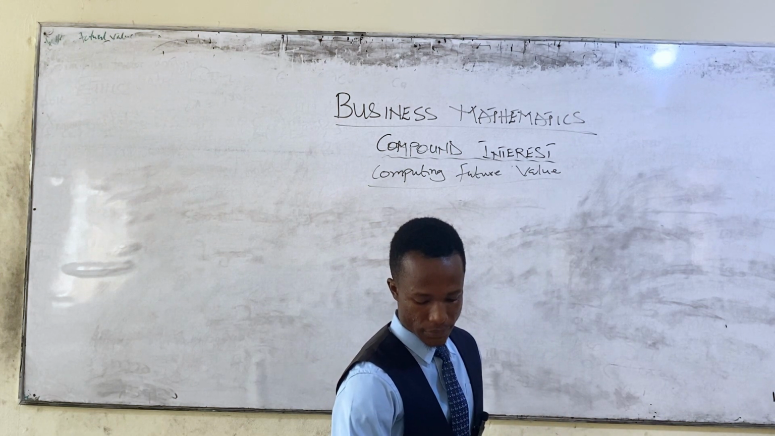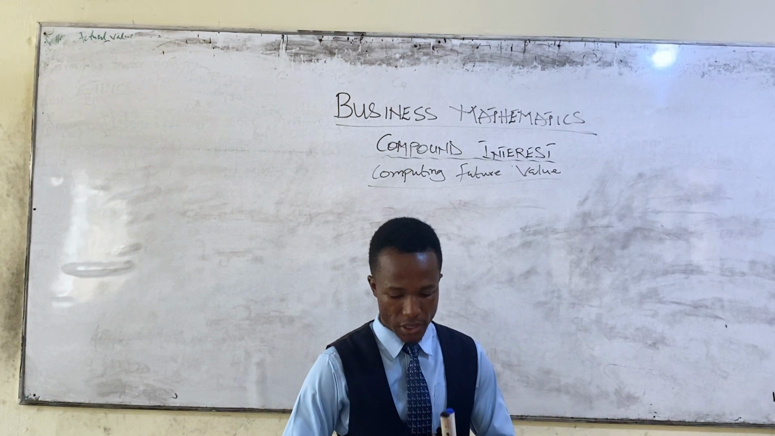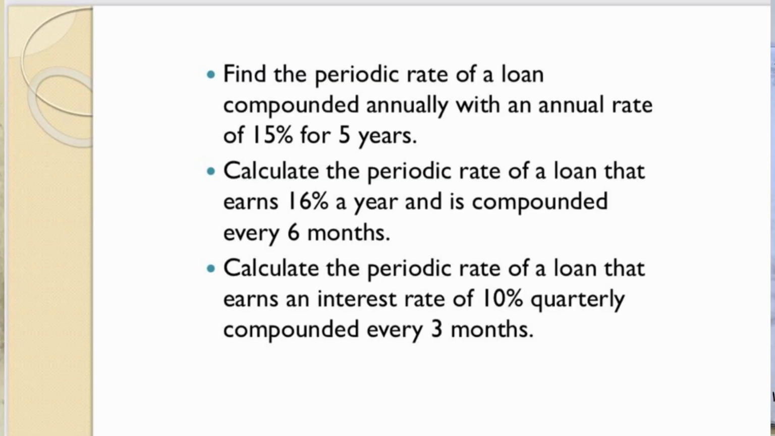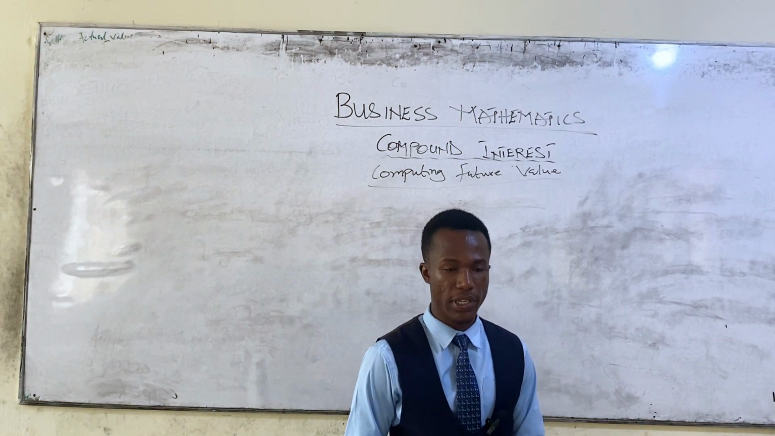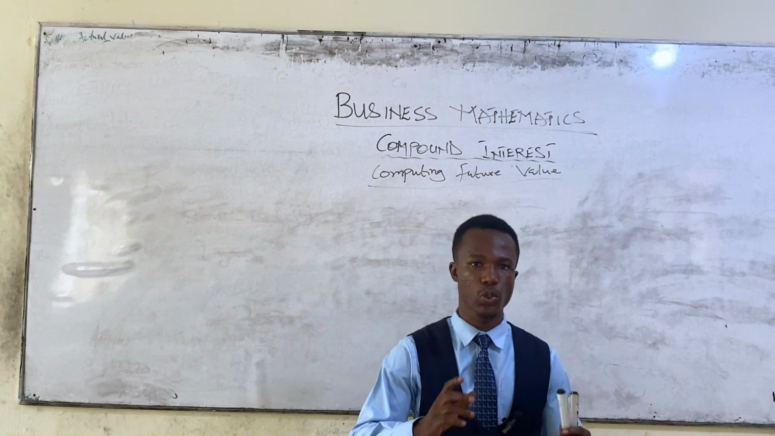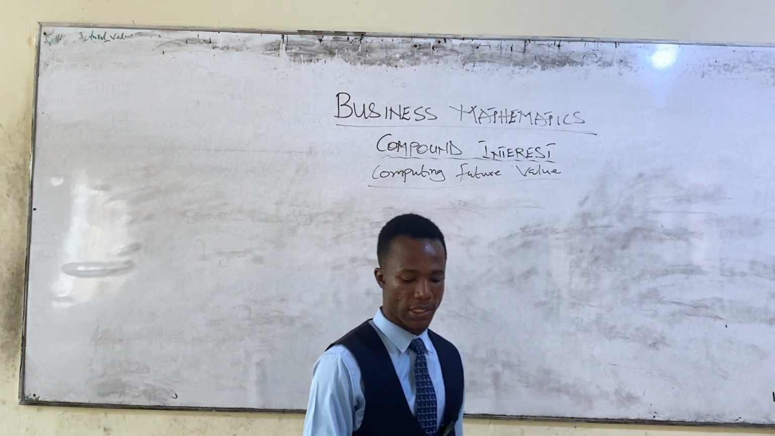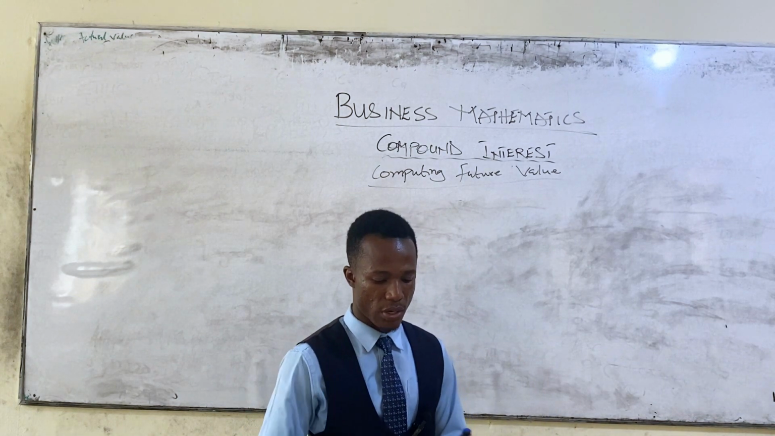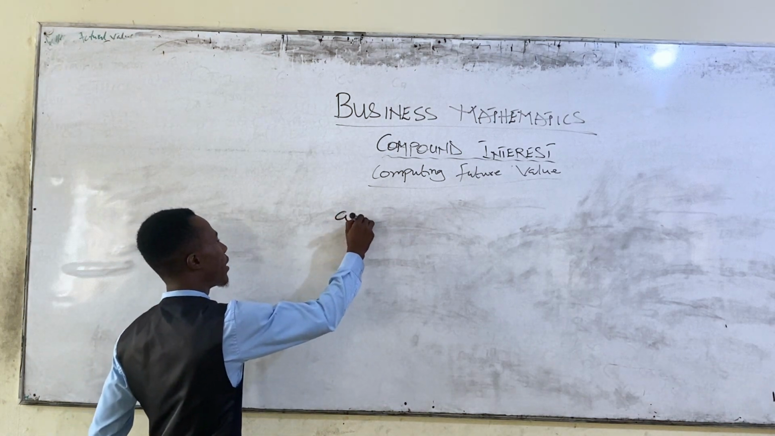So find the periodic rate of a loan compounded annually with an annual rate of 15% for 5 years. So the loan is compounded. Now these are the things that you are supposed to check first. The time the loan is compounded. So here they are saying the loan is compounded annually, right? So the loan is compounded annually.